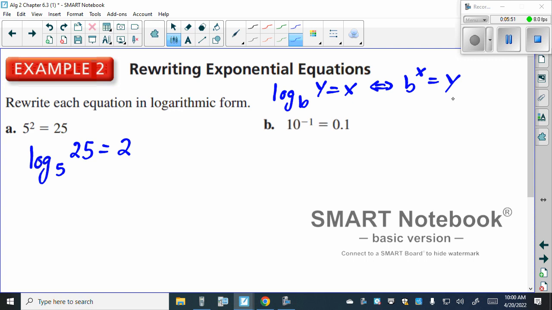Let's look at the next one. 10 to the negative 1 equals 0.1. Log base 10 of 0.1 equals negative 1. If we want to put parentheses around the numbers inside the log, we can. That way it's a little bit easier to distinguish what we're looking at. Also, when writing the base, it's good to write it a little bit smaller and down so that we know it's the base and not the number inside. Questions on this here?